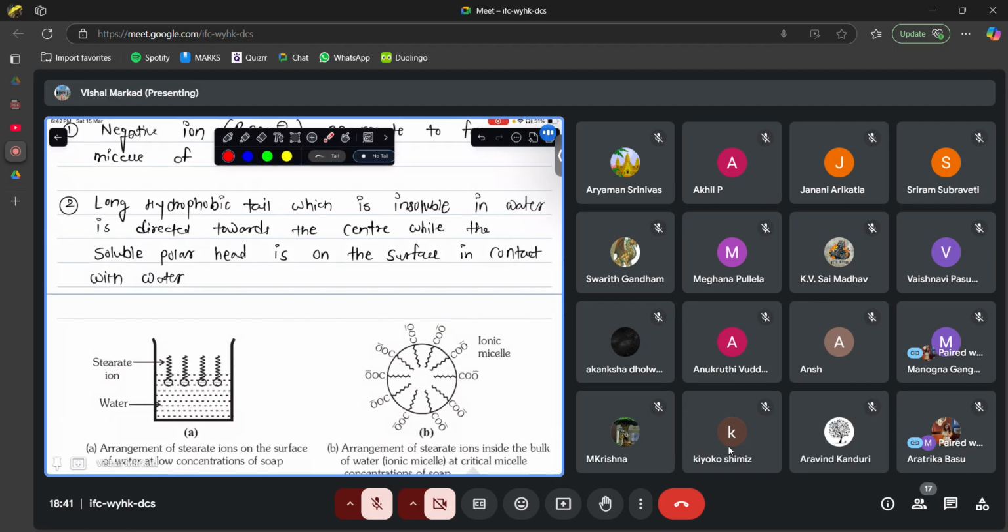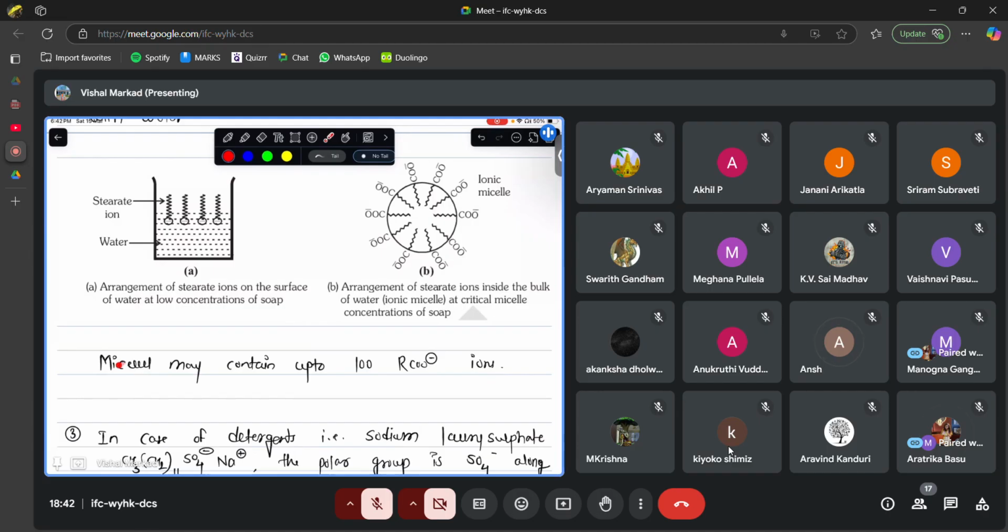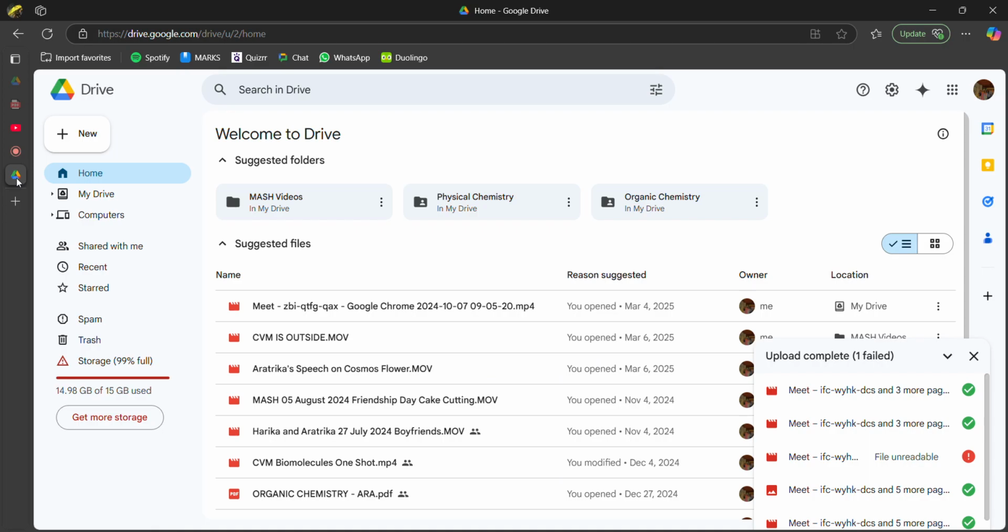The long hydrophobic tail, which is insoluble in water, is directed toward the center, while the soluble polar head is on the surface in contact with water. When we add soap to water, they arrange themselves like this: the hydrophobic part moves toward the center, while the hydrophilic part tries to move toward the surface of water. Clear this thing? Yes, sir. This is called micelle formation, and it contains up to 100 carboxylate ions.